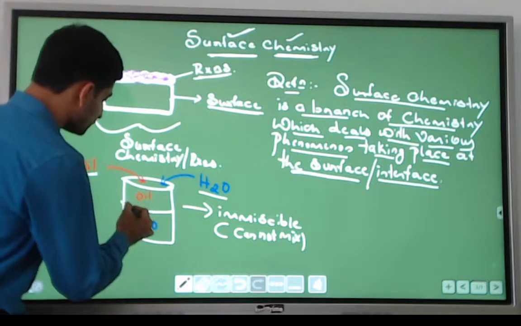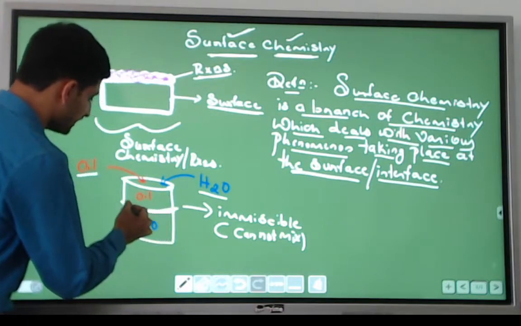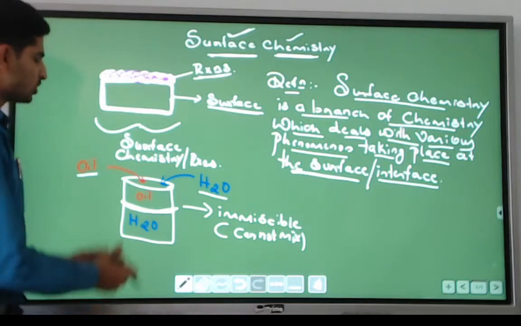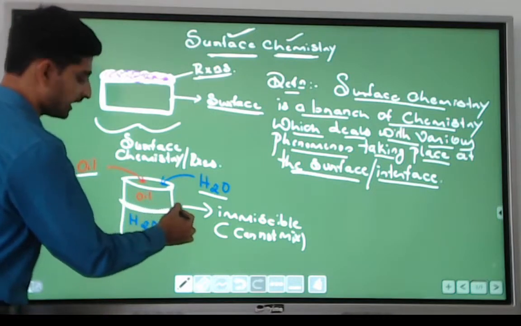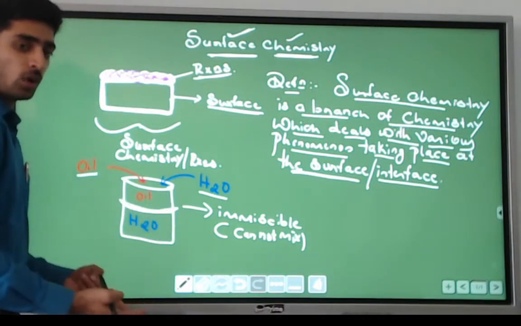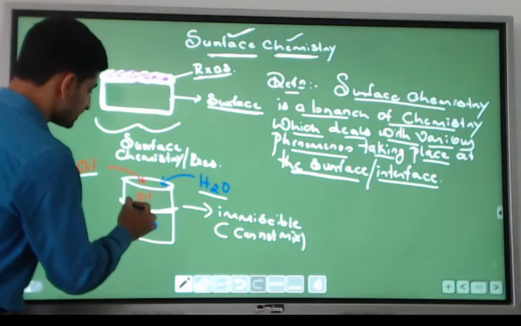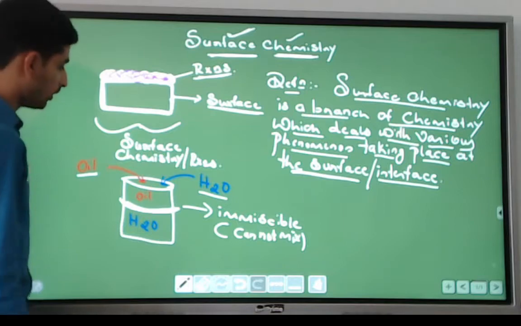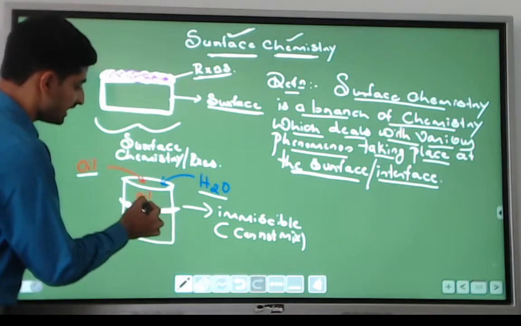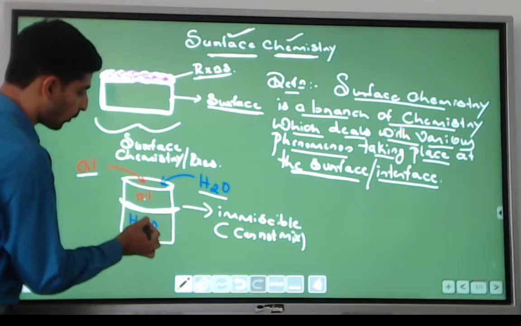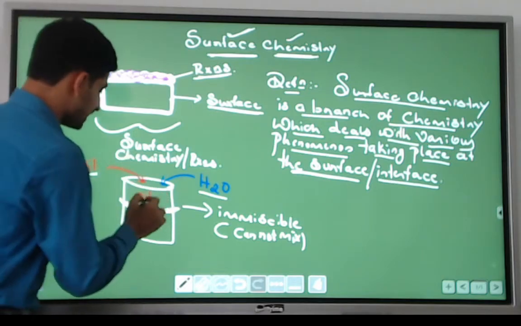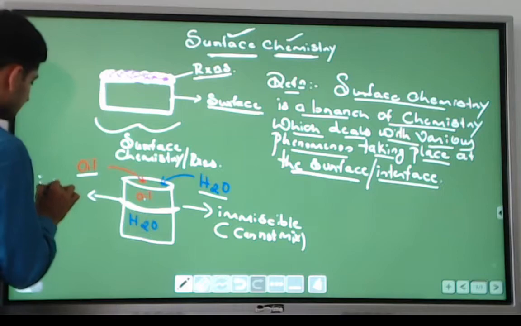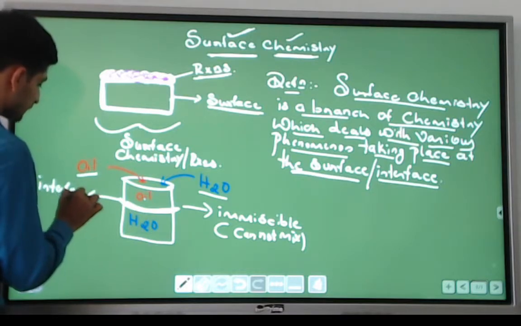And the two immiscible liquids are separated by an imaginary line. You can see nobody has drawn any line right here, but due to the surface tension, an imaginary line has developed. That imaginary line is separating oil from water and water from oil. This imaginary line, whatever you are observing, is called the interface.